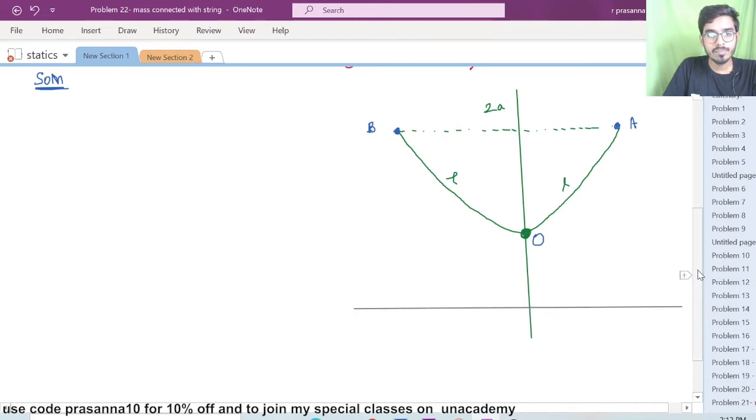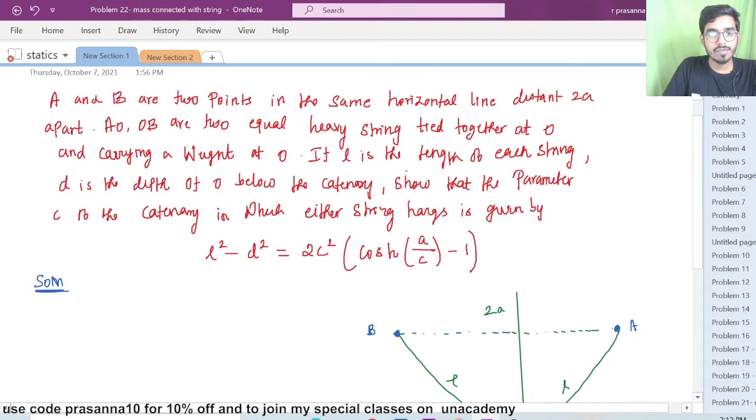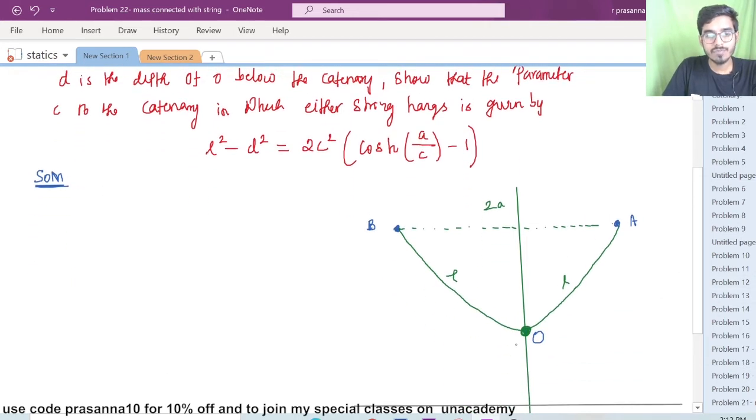Now you can see L is the length of each string. AO and OB are two equal strings tied together at O and carrying a weight at O. At O it carries some weight. They haven't mentioned the symbol for this weight, so let us assume that it is W. So at O it carries a weight W.